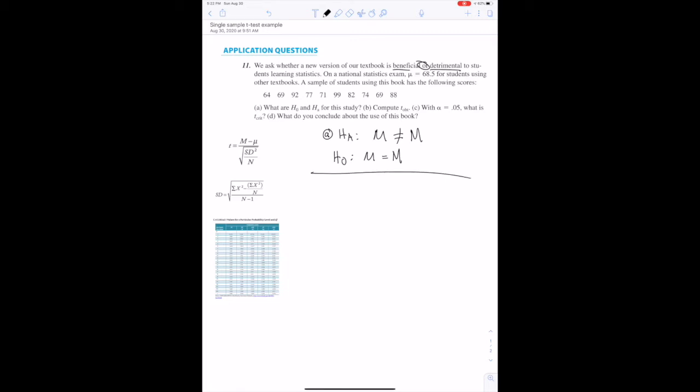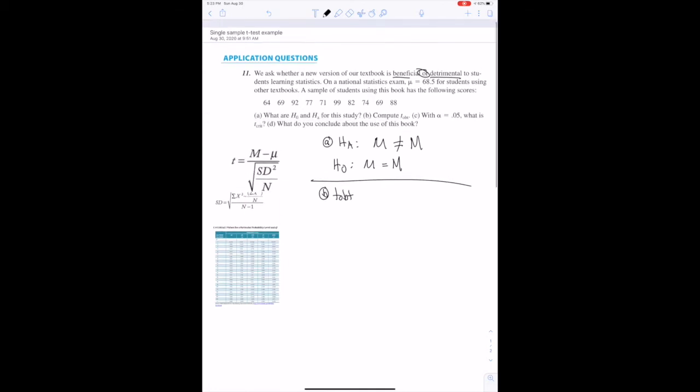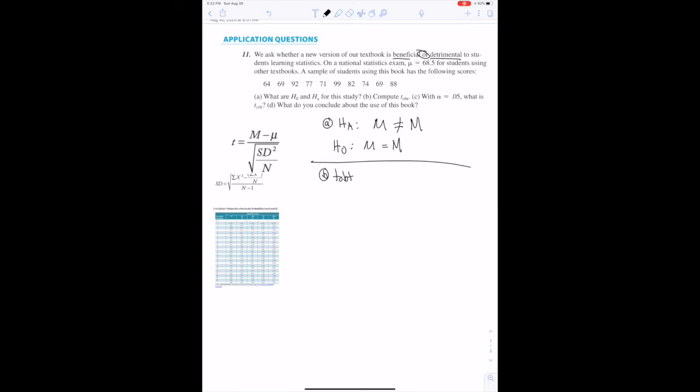Now here's the tricky bit. We have to calculate T obtained. I put our formula for T obtained here on our page so we can see while we're working what it looks like. T obtained equals the sample mean minus the population mean divided by the square root of the standard deviation squared divided by the n for the study.